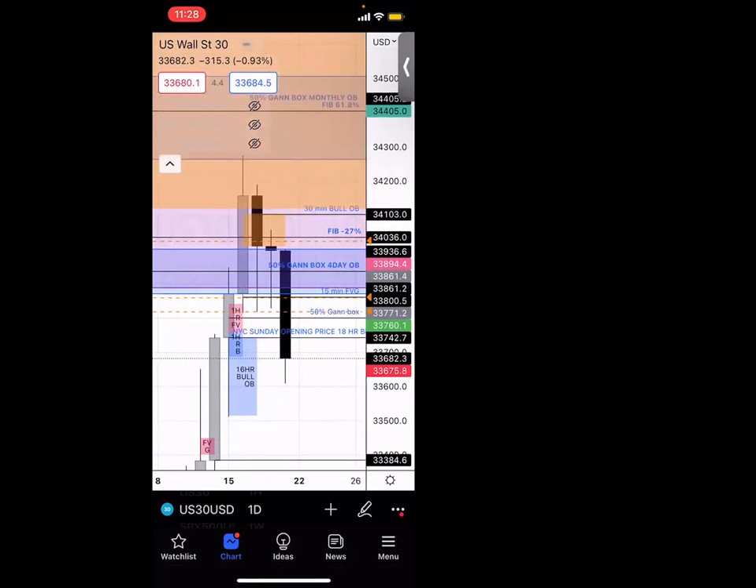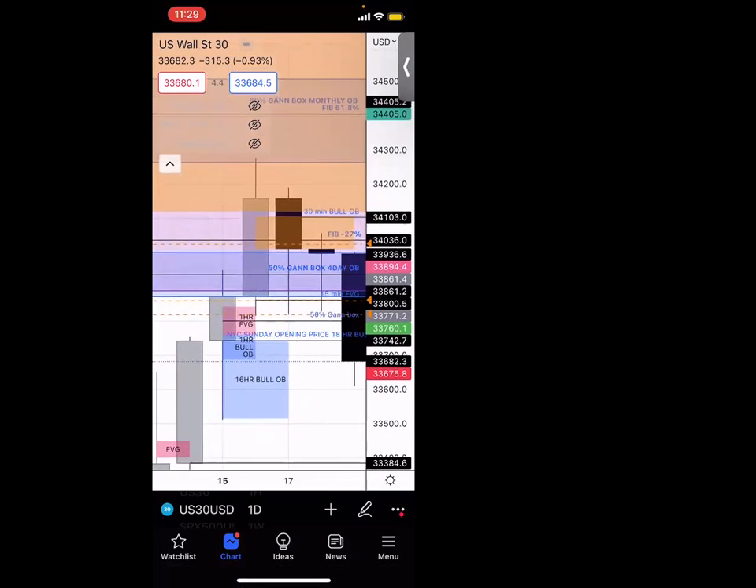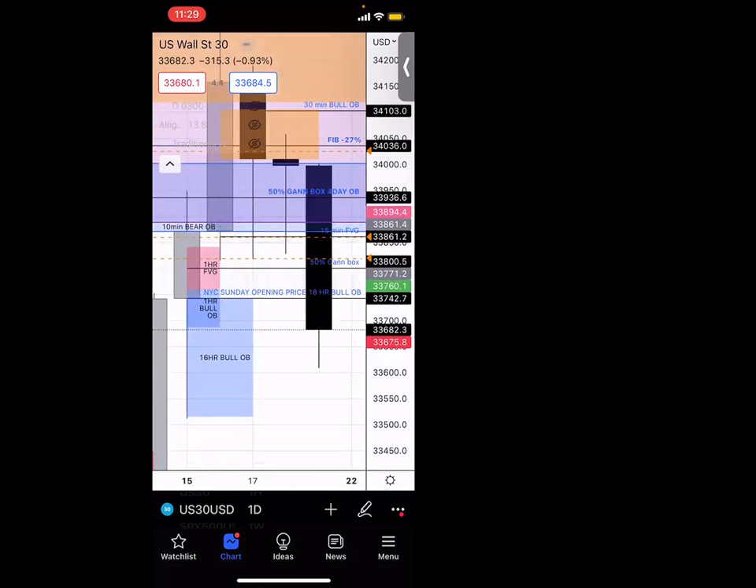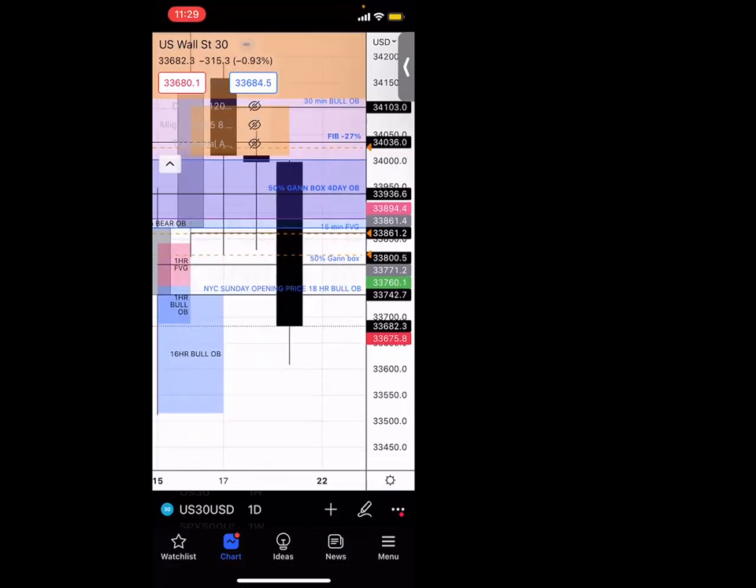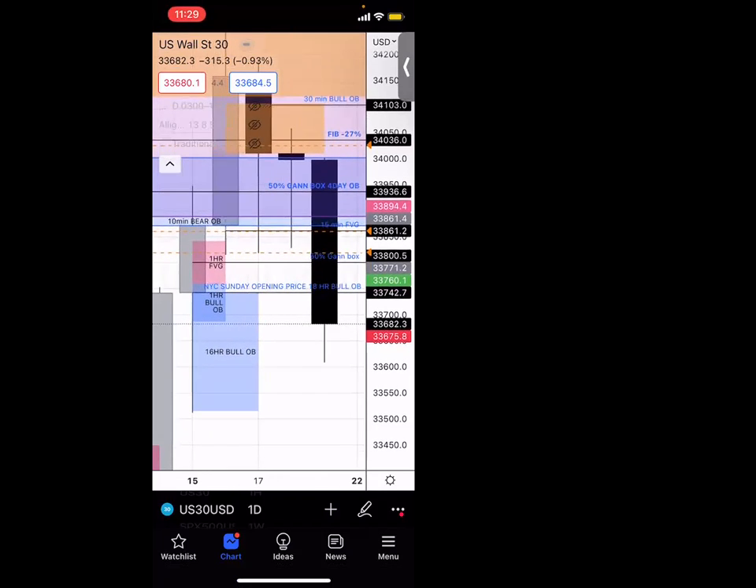So this long bearish candle, the last one that's just formed, is the last Friday candle. As you can see, the candle went into the Sunday opening price, back where US30 opened on Sunday, and it also tapped into this 16-hour bullish order block. 16-hour bull OB stands for 16-hour bullish order block.